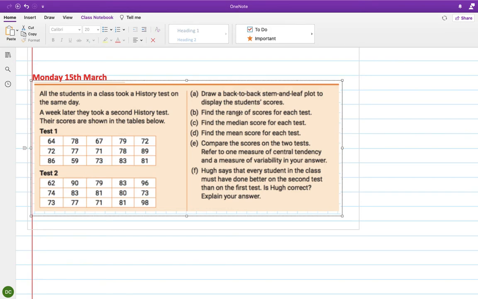So draw the back-to-back. Find the range for each test, so for test 1 and test 2, find the median, find the mean. Compare the scores. Remember, the whole point of a back-to-back stem and leaf is to compare. So that's similar to what we did with the fitness tests. And Hugh says that every student in the class must have done better on the second test than on the first. Is Hugh correct? So a little bit of analysis there.